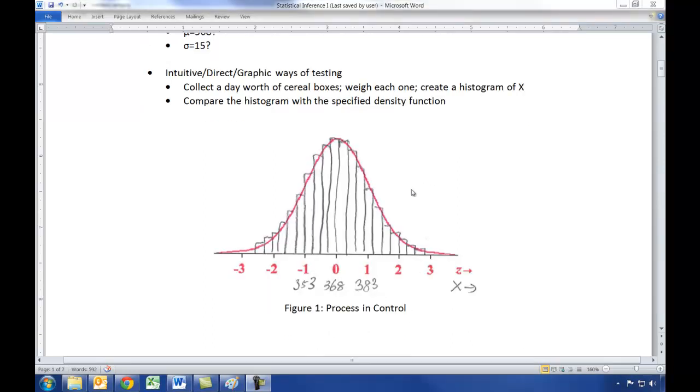And one thing to notice is, if we measure a large quantity of boxes, and based on which we create a histogram, we can create a histogram with really small intervals, and therefore the histogram would almost morph into a smooth curve. And the reason that we said earlier there's no reason to believe the process is off is because the histogram traces very closely to the specified normal distribution density function in this case.